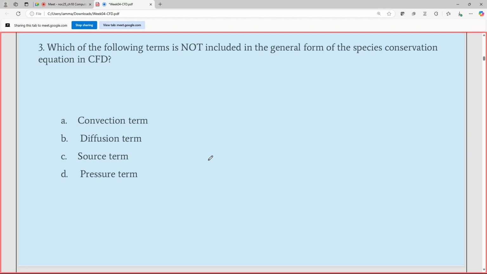Which of the following terms is not included in the general form of the species conservation equation? Hope you have all gone through the fourth week lecture videos. In the fourth week lecture videos, the general form of species conservation equation is discussed. Option A, convection term. Option B, diffusion term. Option C, source term. Option D, pressure term.